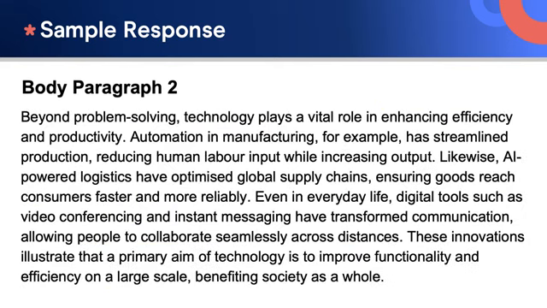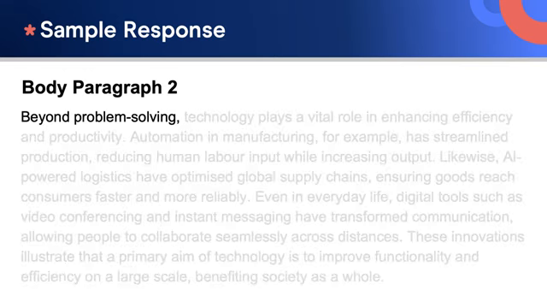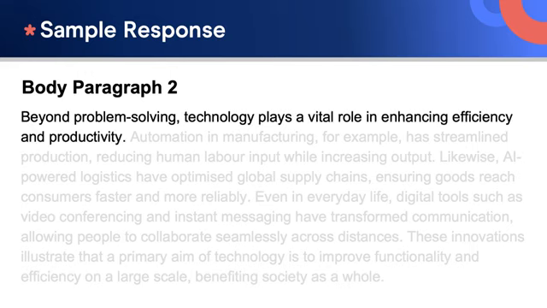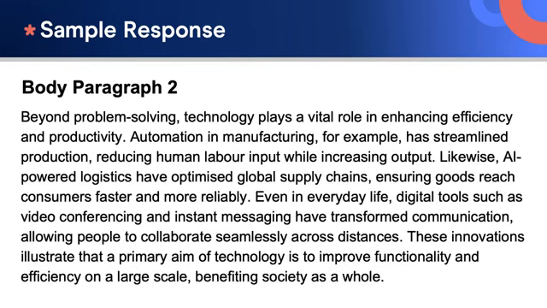Then comes the next body paragraph. Does this one have a clear topic sentence? Yes, it does. It transitions nicely from the previous paragraph by saying, beyond problem solving, and then it gives the second reason for the stance. Technology plays a vital role in enhancing efficiency and productivity. Again, this is supported with examples of technology improving efficiency in areas such as manufacturing, logistics, and everyday life. Again, the paragraph ends by tying this into the main stance.